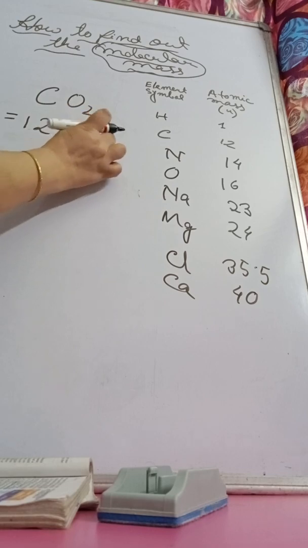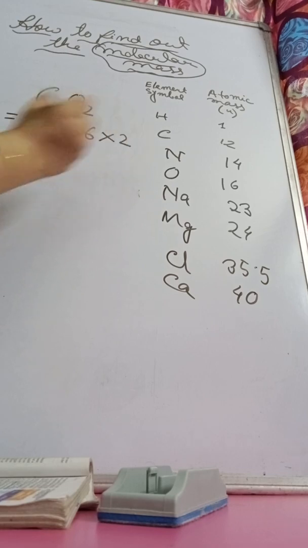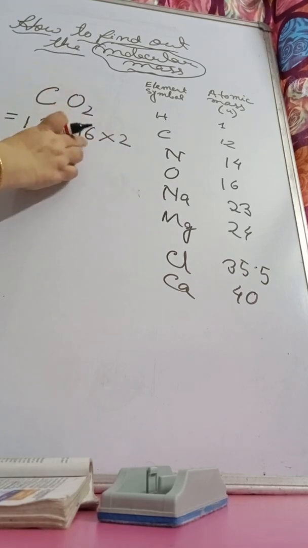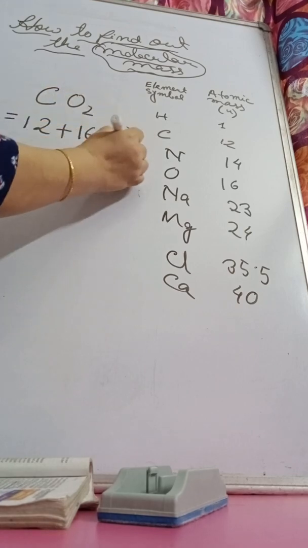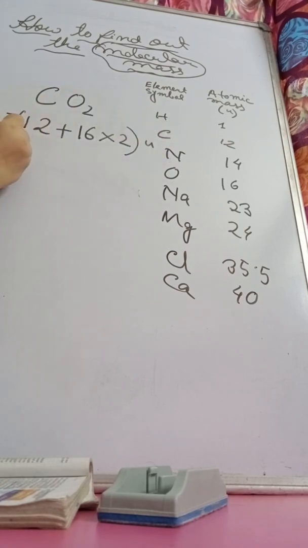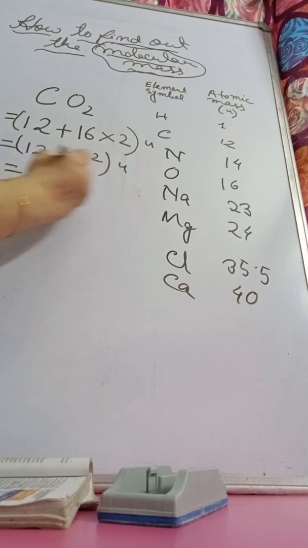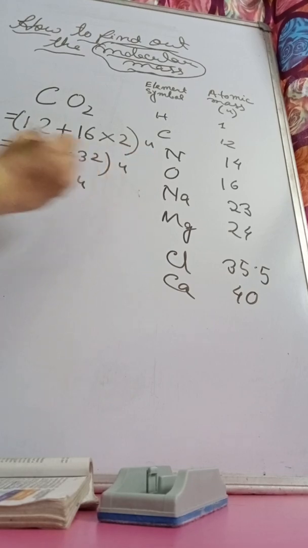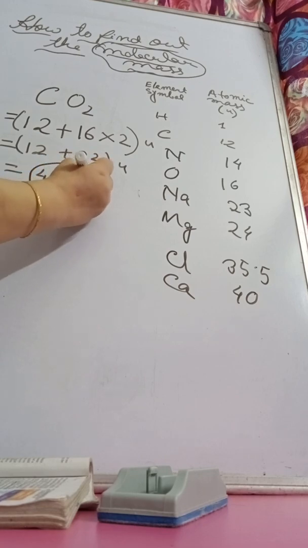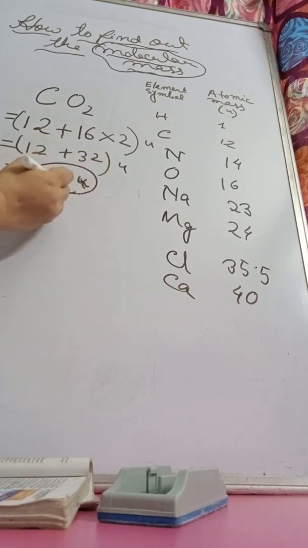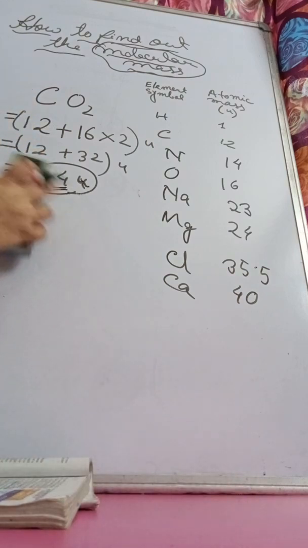You can write 16 plus 16, but you can do it like this also. Atomic mass of one oxygen 16 multiplied by 2. So what will be the value? 12 plus 32 in the next step, and finally it will be 44 U. So 44 U, unified mass is the unit. So 44 U is the molecular mass of carbon dioxide. Hope you will be able to find it out in this way now.